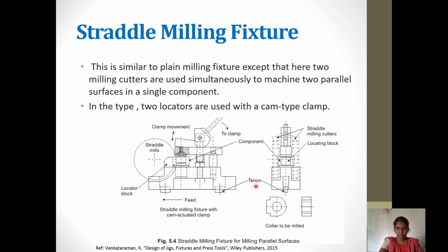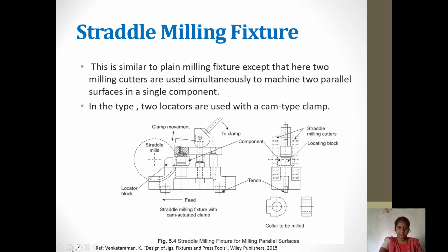Here you can see this straddle milling cutter. Two cutters are there. Milling cutters are there. So here component is there and straddle mills are there. Here locators are there. In this type, two locators are used with cam type clamp. So this is the cam type clamp. To clamp the workpiece on the both the sides, we have two cam type clamps are there. This is for milling two parallel surface.